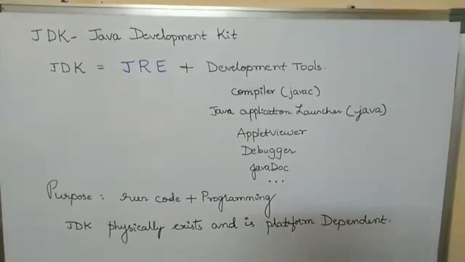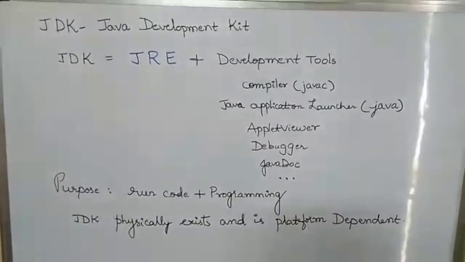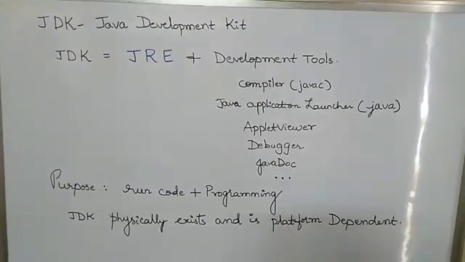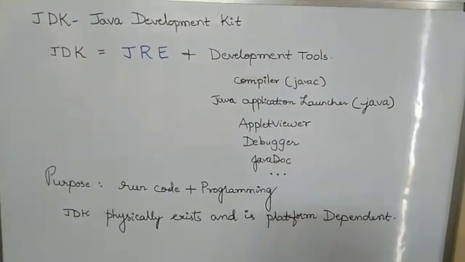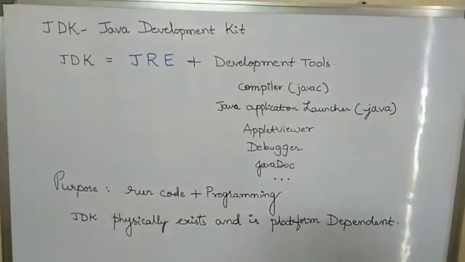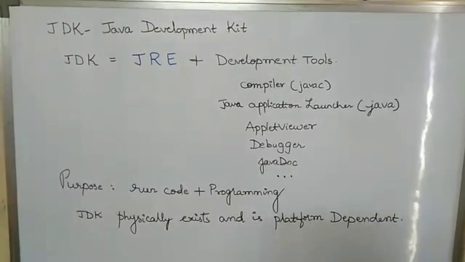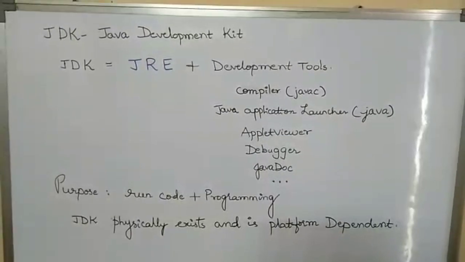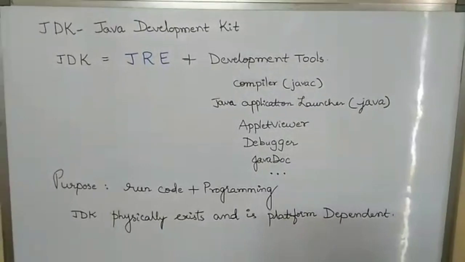JDK stands for Java Development Kit. It is a full-featured software development kit. JDK comprises JRE plus development tools. The development tools are the compiler javac, the Java application launcher which is java, Applet Viewer, Debugger, Javadoc, etc. The purpose of the JDK is to run plus programming. So if you are a student and you want to write and test your code, then you need JDK to be installed in your system. JDK physically exists and is platform dependent.